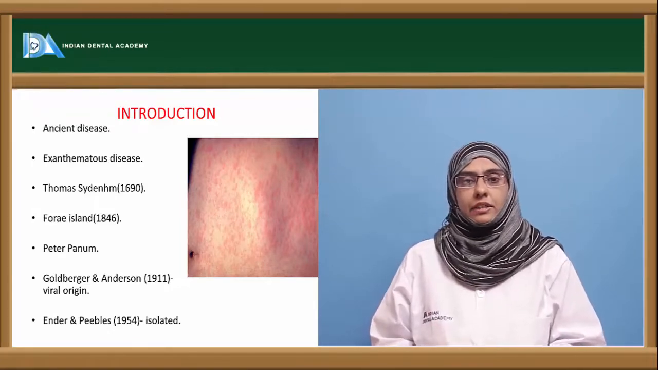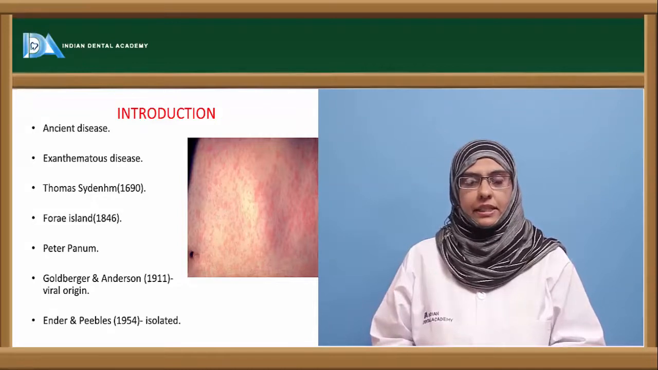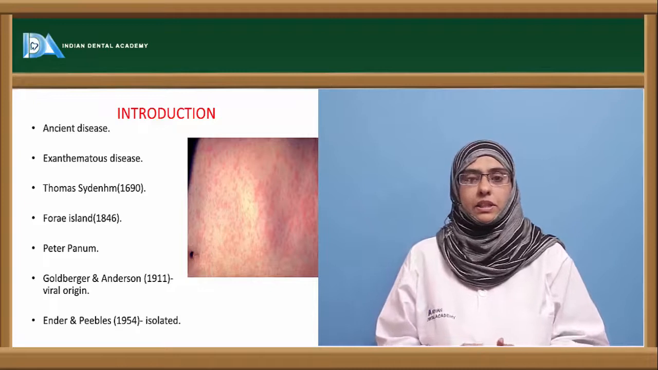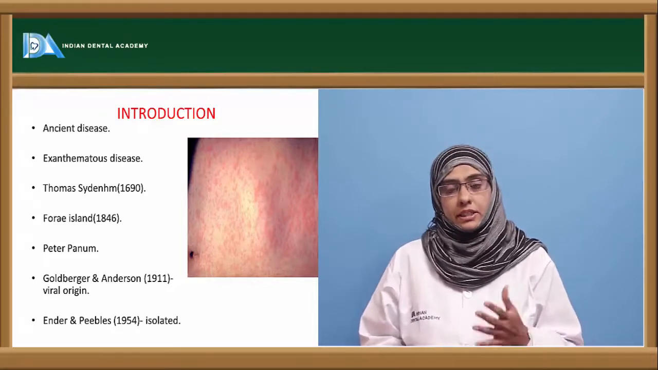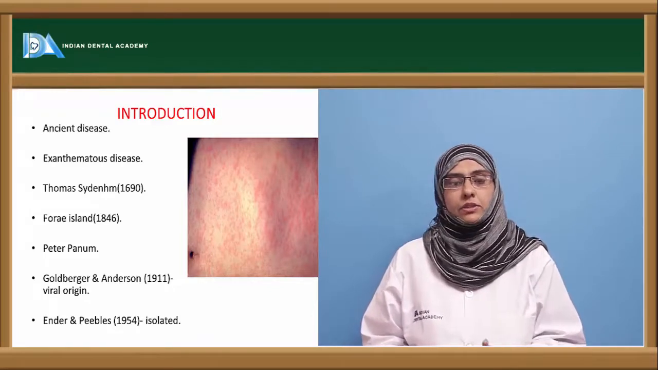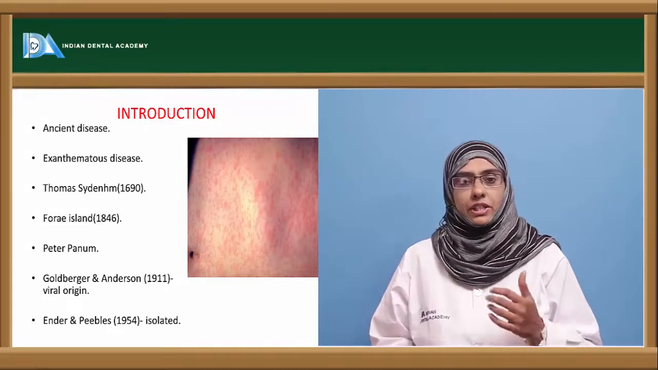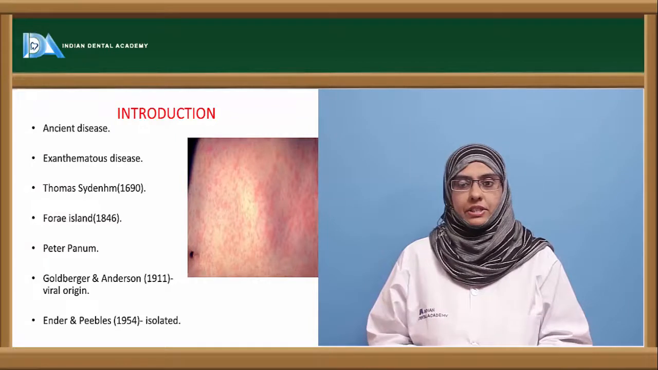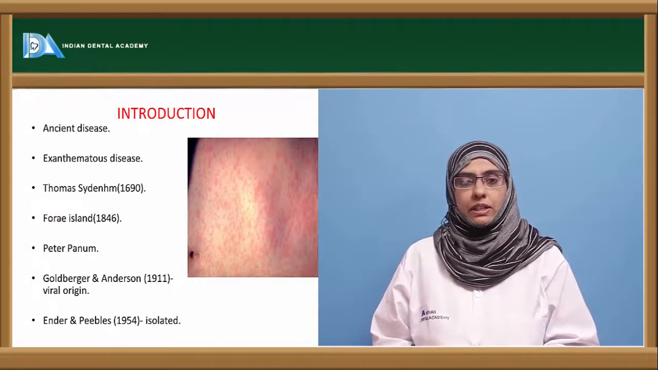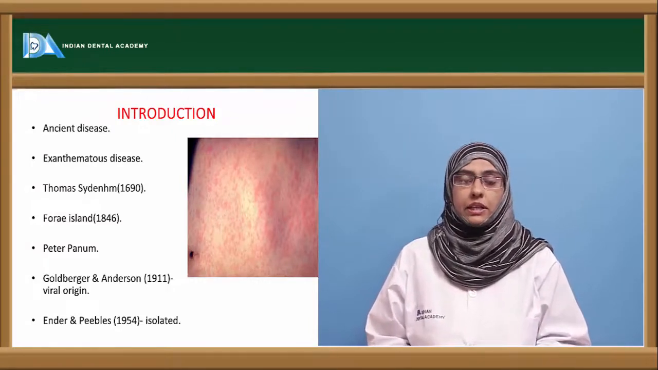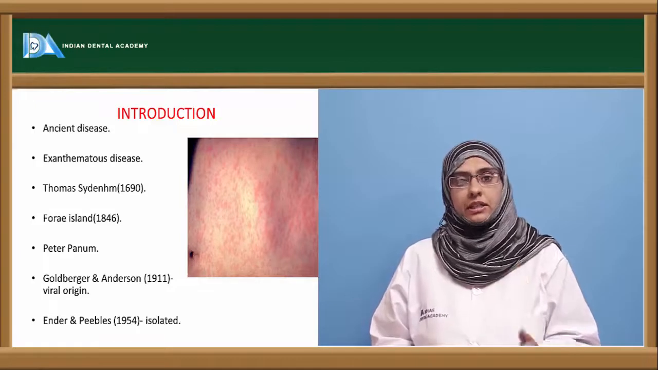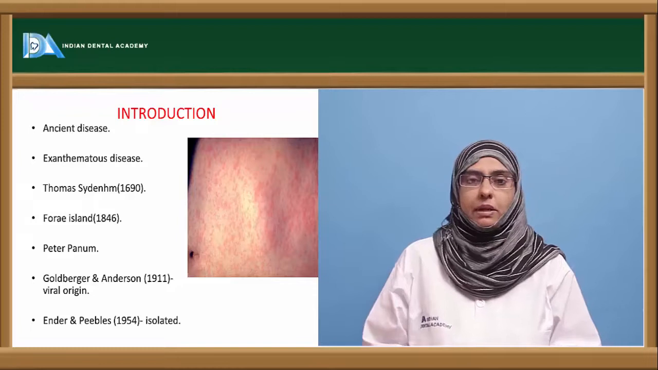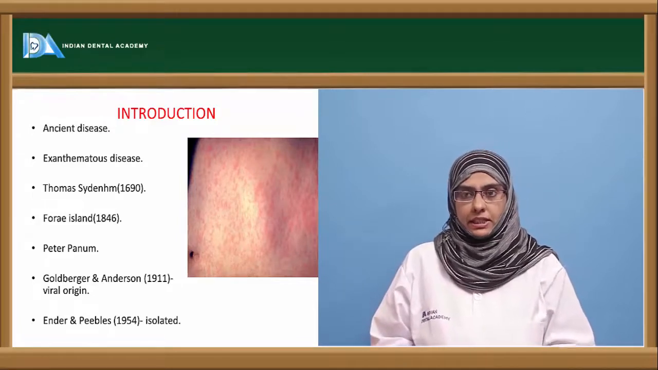And it was Goldberger and Anderson in 1911 who gave us the concept of the viral origin of this disease, and they were successfully able to transmit it to monkeys with the infectious blood of the patient as well as nasal secretions. The isolation of this virus in cell culture was carried out by Enders and Peebles, who isolated the organism in monkey kidney or human kidney cells.